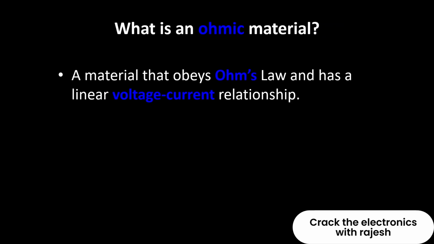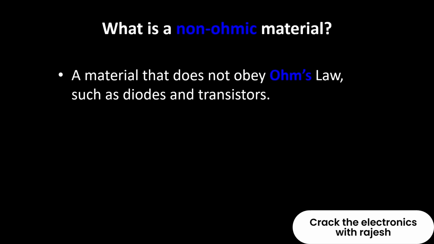What is an ohmic material? A material that obeys Ohm's law and has a linear voltage-current relationship. So what is a non-ohmic material? As I told, a material that does not obey Ohm's law, such as diodes and transistors.